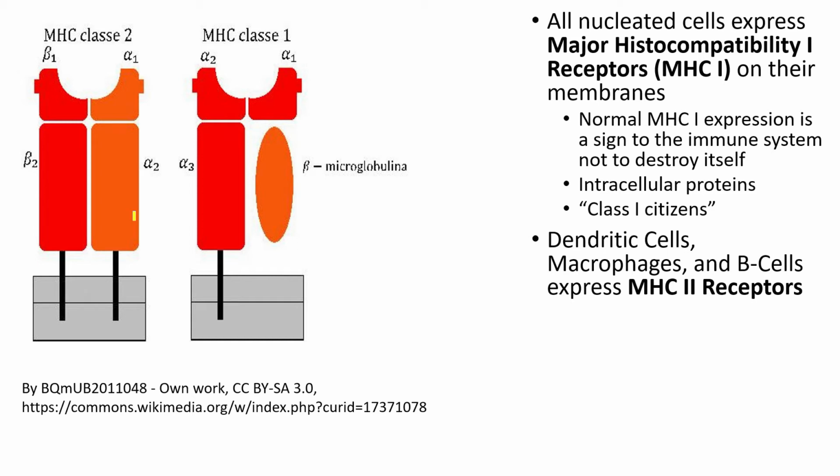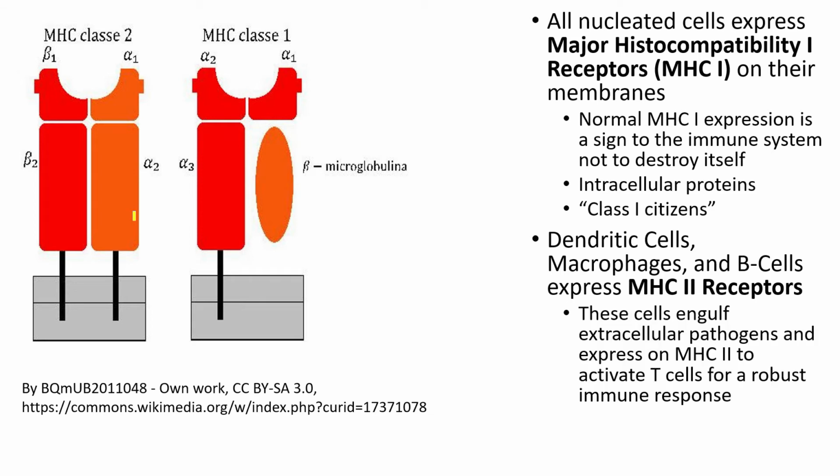There are special cells that express major histocompatibility 2 receptors, so MHC2 receptors, and that's going to be our dendritic cells, macrophages, and B cells. And so these cells are going to engulf extracellular pathogens and express these pathogens on MHC2 receptors to activate T cells in order to initiate a robust immune response. And these are going to express extracellular proteins.